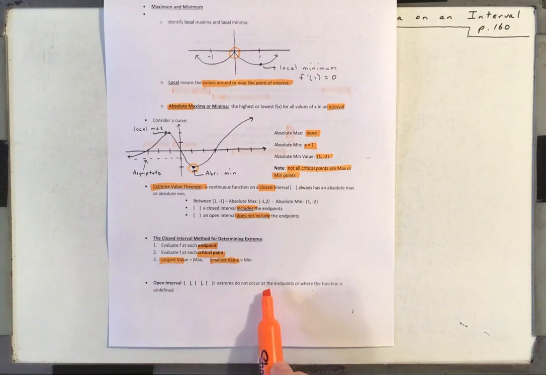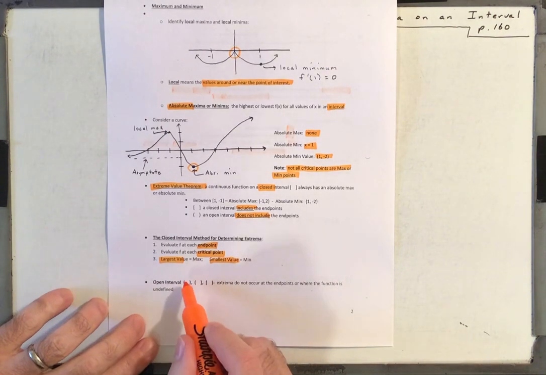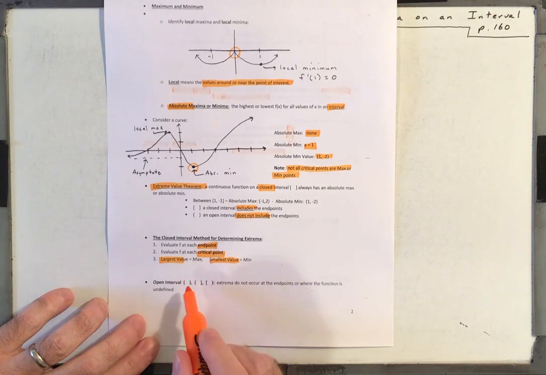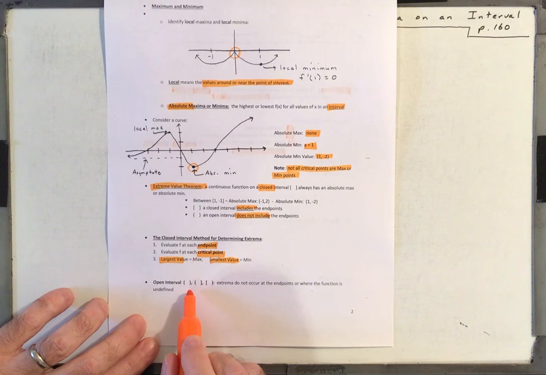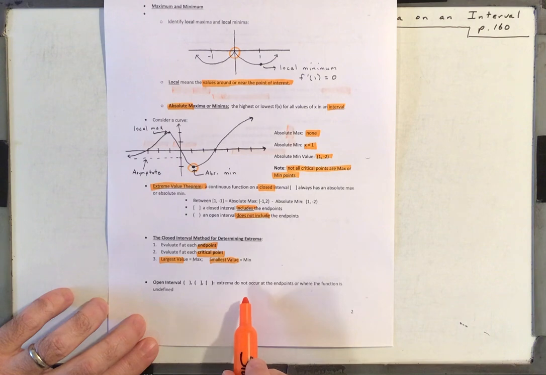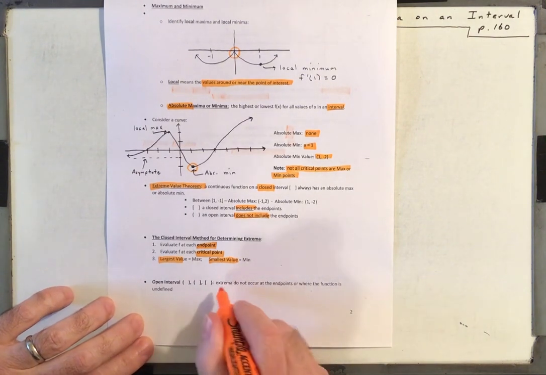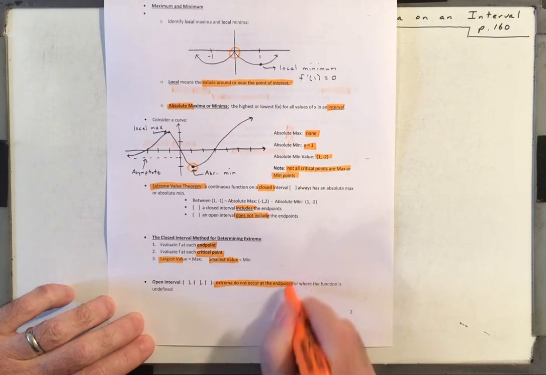Extrema do not occur at the endpoints or where the function is undefined. So for an open interval, you can't have a max or a min if the x value is up against one of these parentheses. Okay? You can only have a max or a min at an endpoint if it's a bracket, because the open interval does not include the endpoints. So extrema don't occur at the endpoints for an open interval.